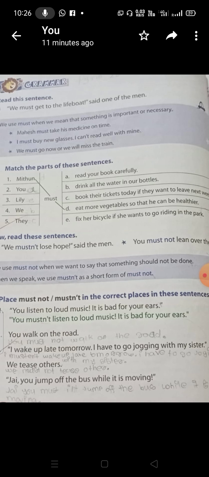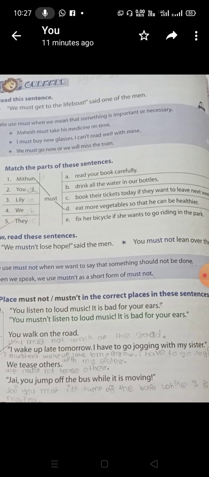We use must when we mean that something is important or a necessary rule. When we are using must, that time it's very necessary or it's very important. Mahesh must take his medicine on time. Means Mahesh has to take his medicine on time. It's important and necessary too.